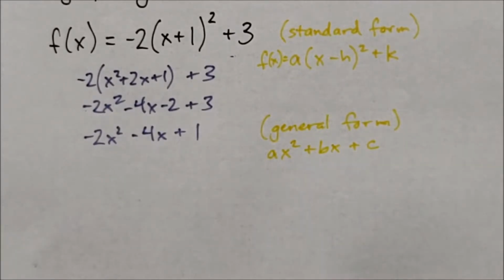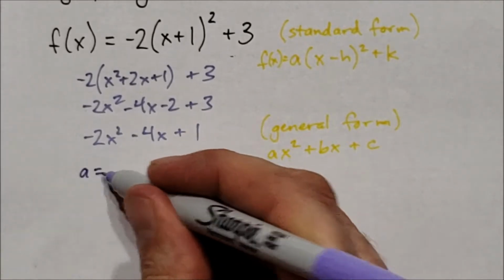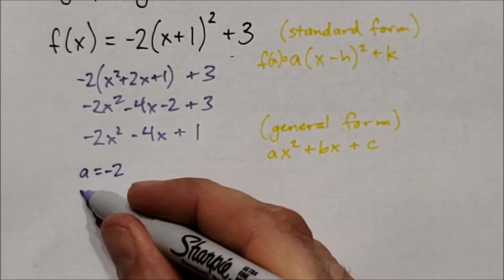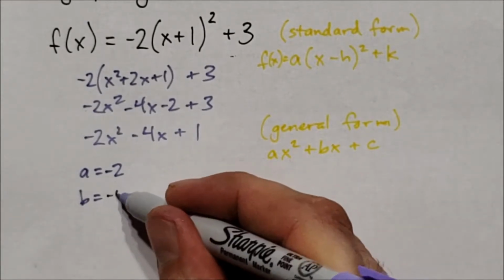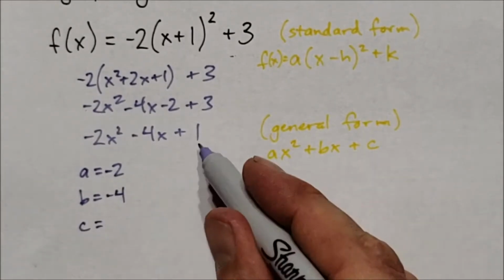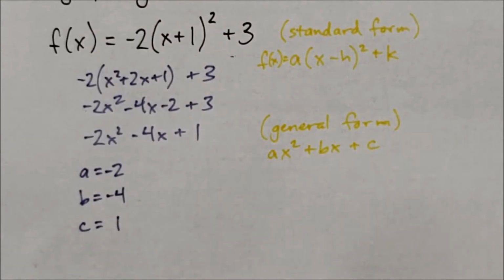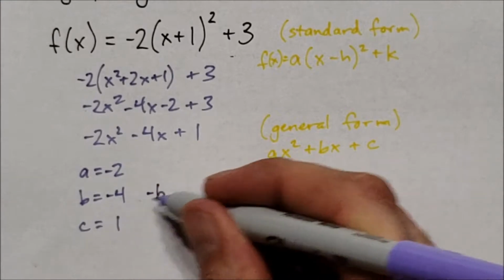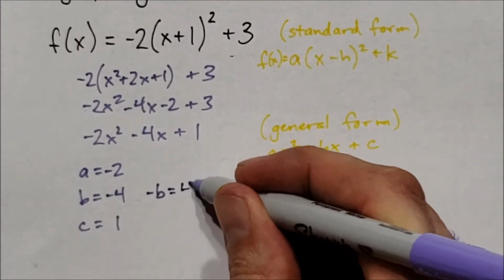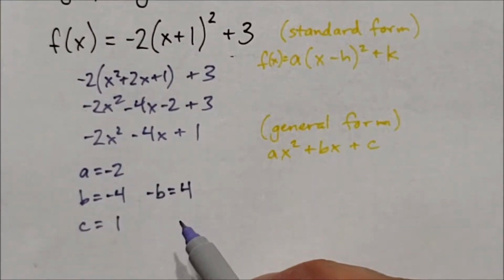That's our a. We want to identify some of these. We want to identify a to be negative 2. B is our second coefficient, which is negative 4. And c, our constant term, is positive 1. It is oftentimes helpful to identify what the opposite of b is. The opposite of b in this case is going to be positive 4.